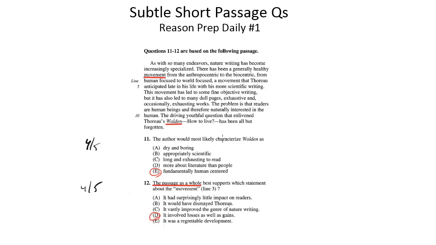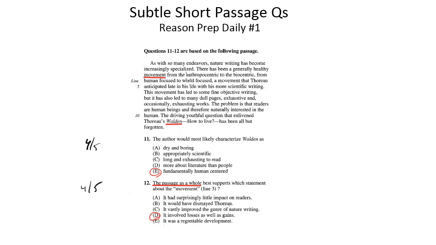So how would the author most likely characterize Walden? So what we do, before we go to the choices, we try to come up with our own answer, our own idea of what this could be. So what does the author say? Well, the author is making this point in the passage that the way nature writing has gone, it's moved away from interest in the human, right?